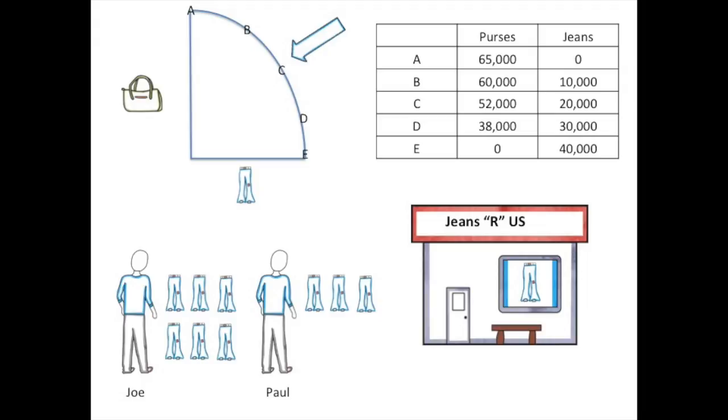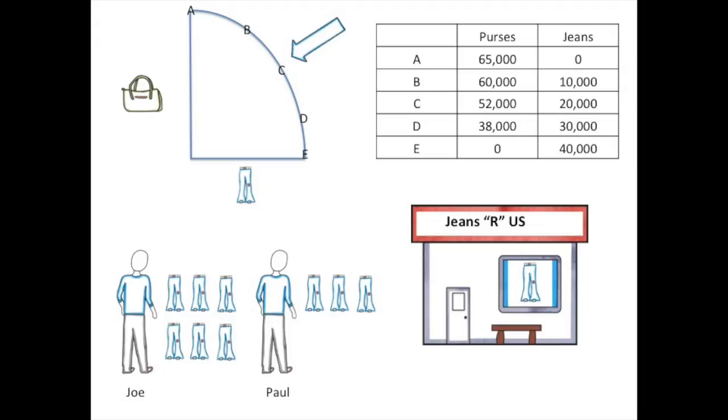It is not linear, but rather boat-shaped. This is because not all resources are perfectly adaptable for use in the production of purses and jeans. For example, some workers are better at making purses and others are better at making jeans. When society tries to make more jeans, it will be using both types of workers.